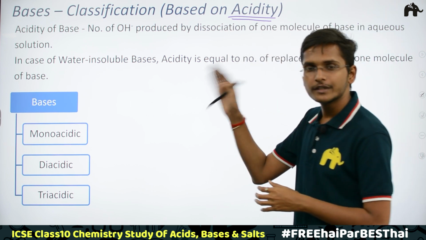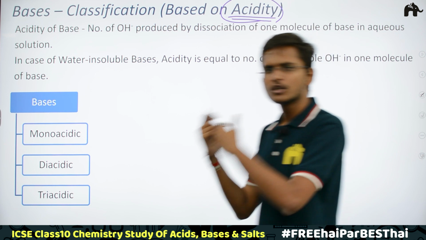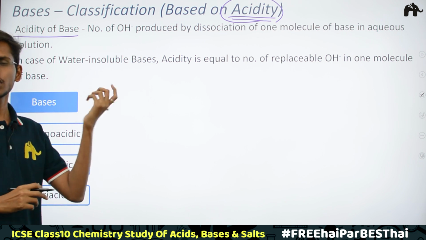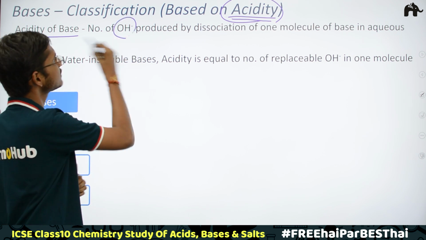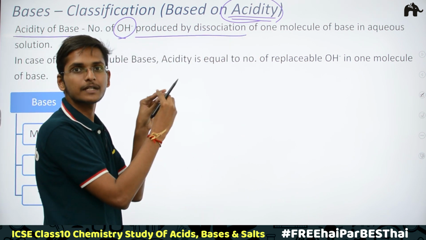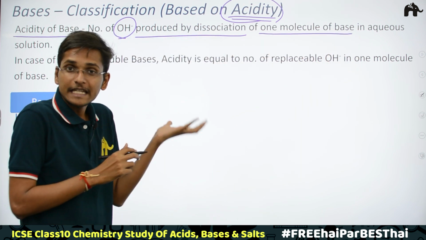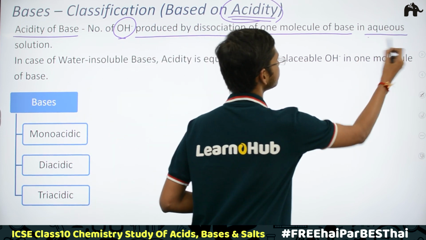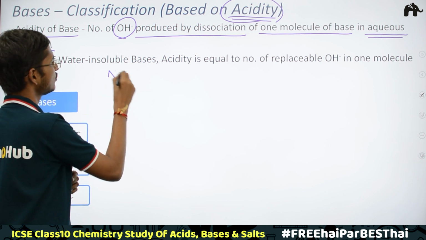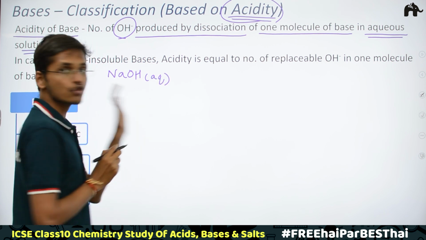Before moving ahead to how the bases are classified based on acidity, let's first see what acidity actually means. It is similar to basicity. So what is the acidity of a base? Acidity of a base is simply the number of hydroxyl ions produced by the dissociation of one molecule of base in aqueous solution. Now let's understand this. I'm taking an example of NaOH. We have studied this right now. NaOH, a strong alkali, a strong base.